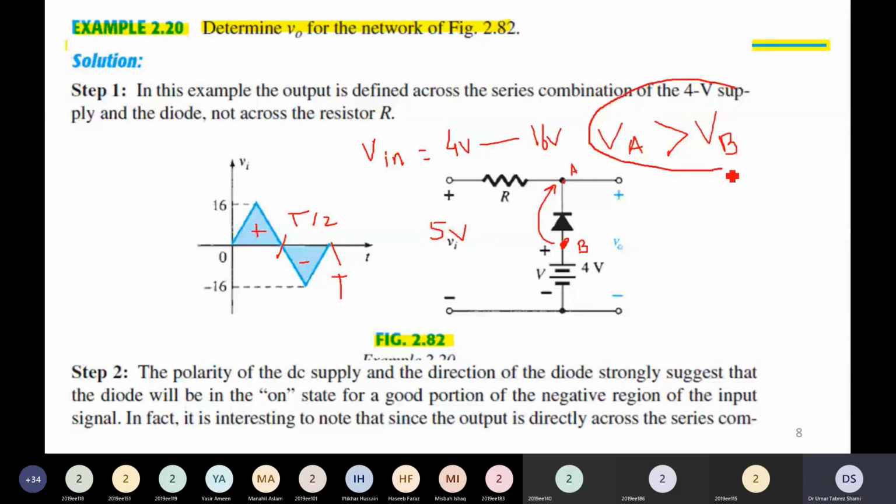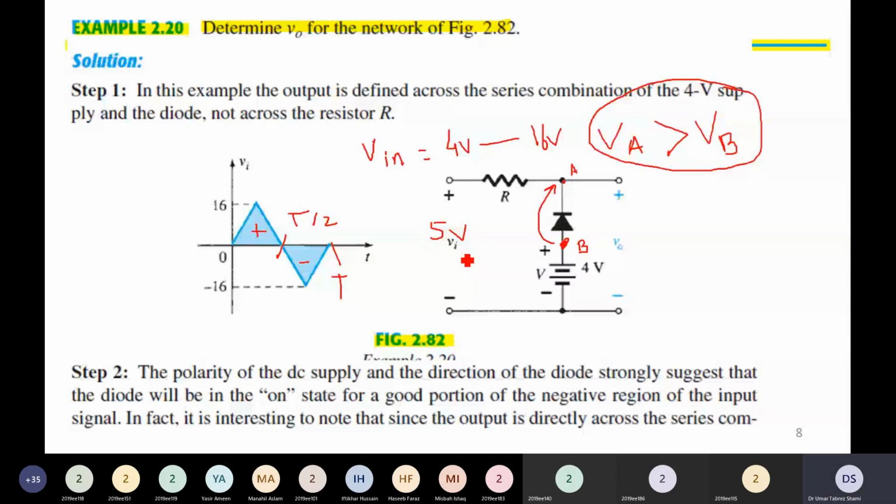This is what is happening when V in has a larger voltage compared to 4 volt of the fixed DC battery. Voltage at node A becomes larger than voltage at B. A is our cathode terminal, B is our anode terminal. So cathode terminal has a larger voltage as compared to the anode terminal. Hence our diode is reverse biased. ये समझ आया सबको? Yes, sir.